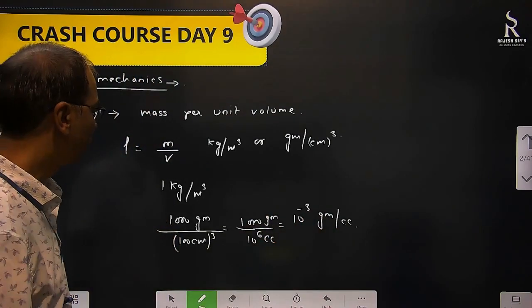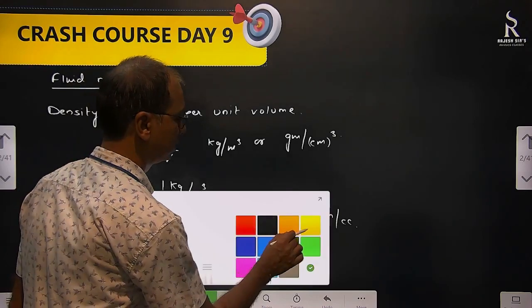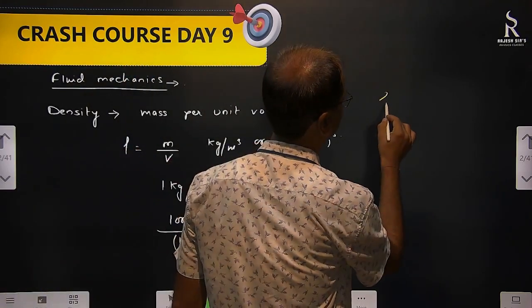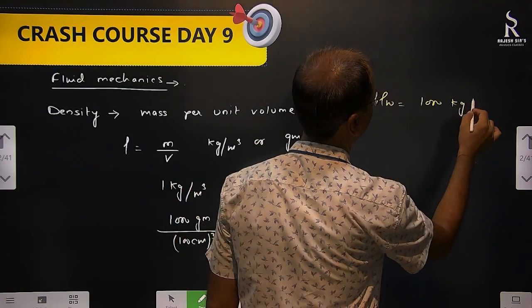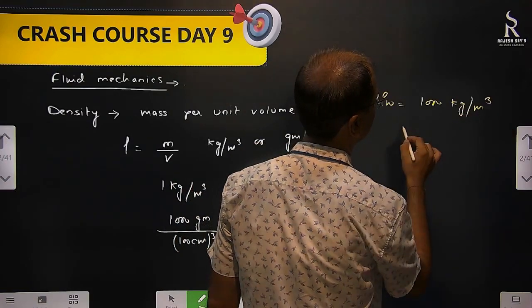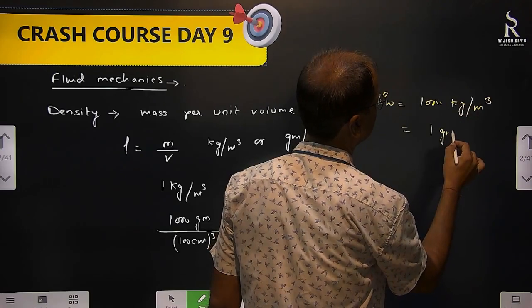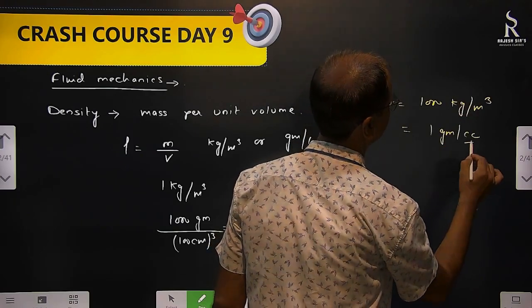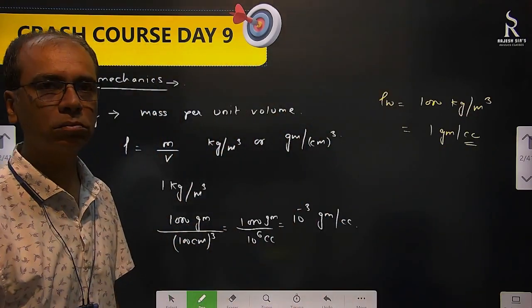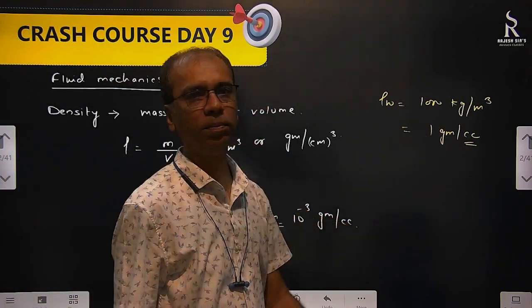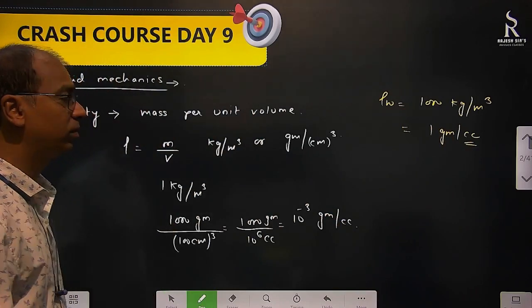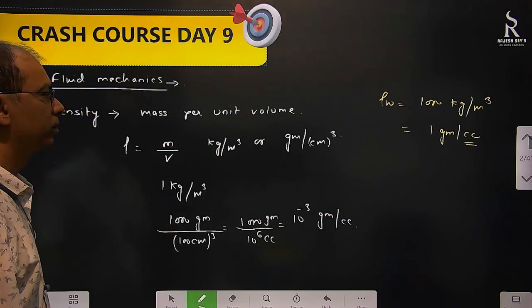Okay. Density of water is what? Density of water is either 1000 kg per meter cube, you write, or 1 gram per cc, you write. Both are the same. Either 1000 kg per meter cube will be given, or 1 gram per cc will be given. That is the density of water.